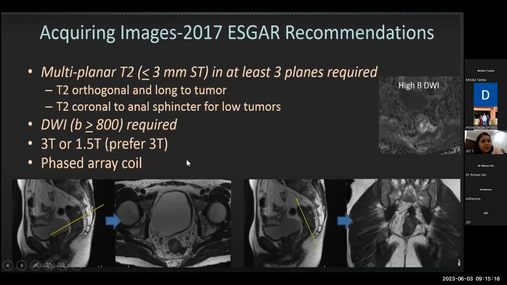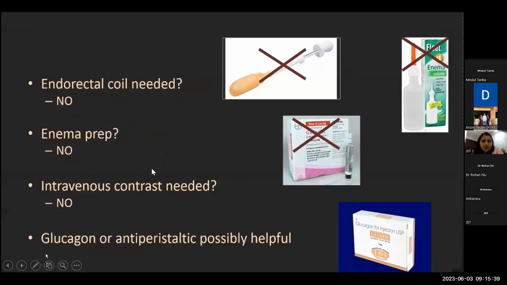Diffusion, that's B value greater than 800. That's a higher B value. If the tumor is showing restricted diffusion, then it gives us high confidence to report this as tumor. Preferably, we use a 3 Tesla as a high resolution is there. And this is a phased array coil we use specifically for it.